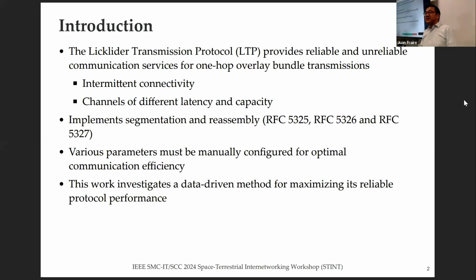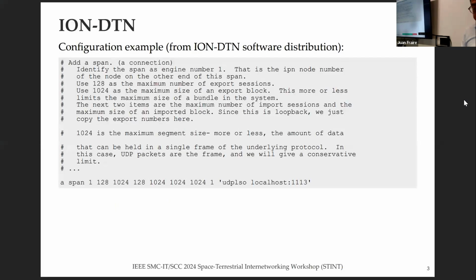I'm glad that there were presenters already talking about LTP, so I don't have to cover much and can go straight to the point, which is that this work investigates a data-driven approach to maximize the reliable performance of LTP by setting this particular value, the segment payload size. Just to motivate a little bit more why I would be interested in varying that value over time, I'm going to show you first how it is done today.